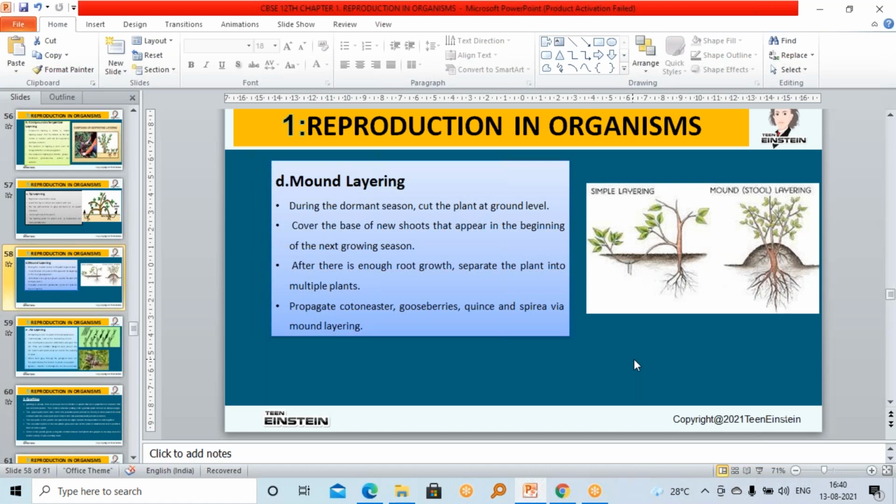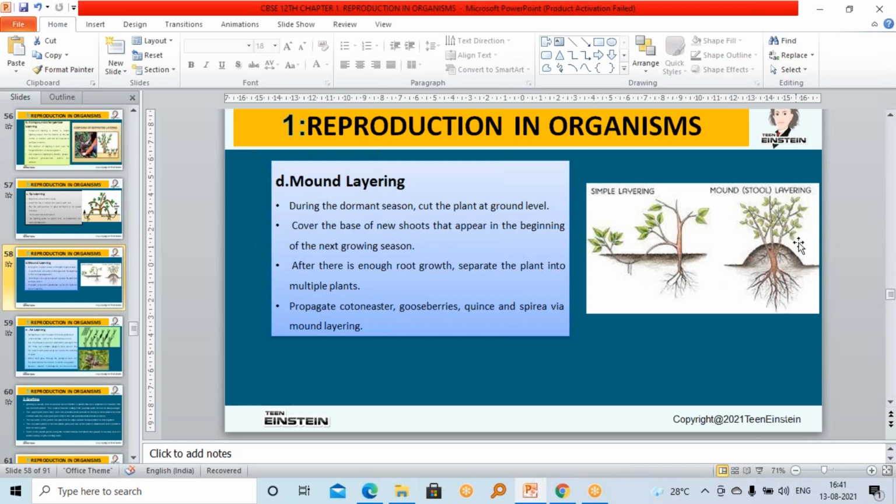And we can do the same thing for rootstocks of fruit trees. For fruit trees also we are doing, mainly for the rootstock of apple trees and such type of trees, we are using this mound layering. So in mound layering, what we are doing, in the dormant season or the inactive stage, the plant is cut almost 1 inch above the soil, and then covering the base of the new shoots with soil.